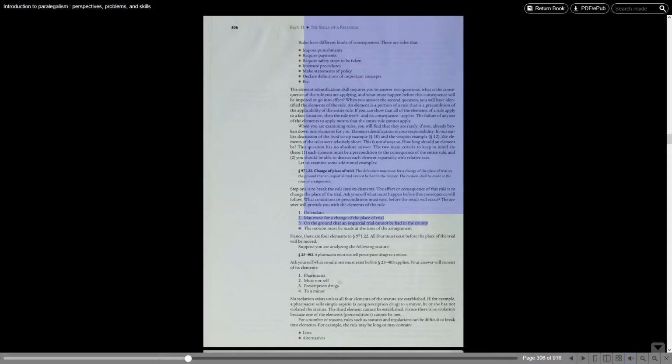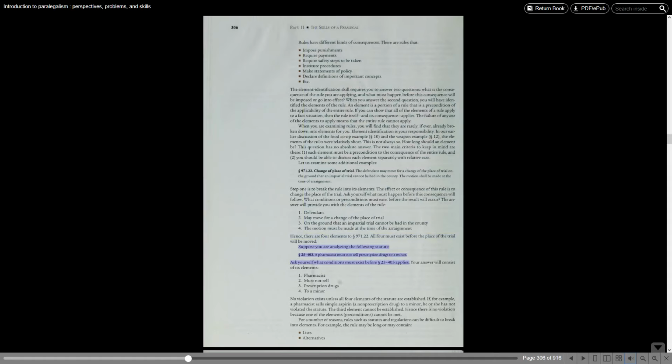1. Defendant 2. May move for a change of the place of trial 3. On the ground that an impartial trial cannot be had in the county 4. The motion must be made at the time of the arraignment. Hence there are 4 elements to 971.22. All 4 must exist before the place of the trial will be moved.